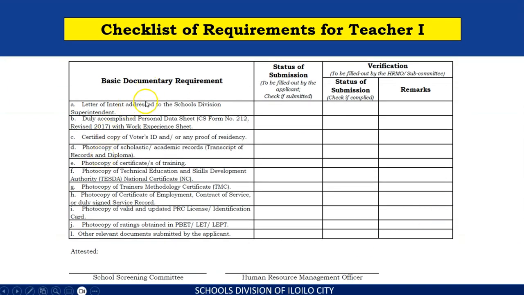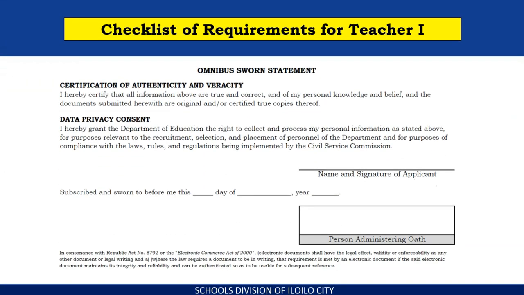You can see in the first column the list of the different documents to be submitted. Then, the second column, you should accomplish this by checking if these documents are included in your folder. The last two columns would be accomplished by the HRMO or by the subcommittee. The last part of this checklist is the Omnibus Sworn Statement and the Data Privacy Consent.